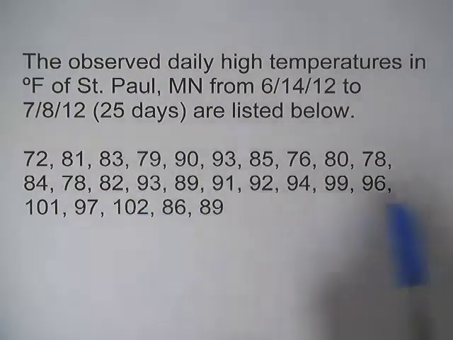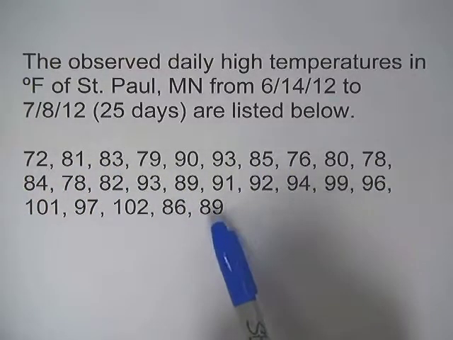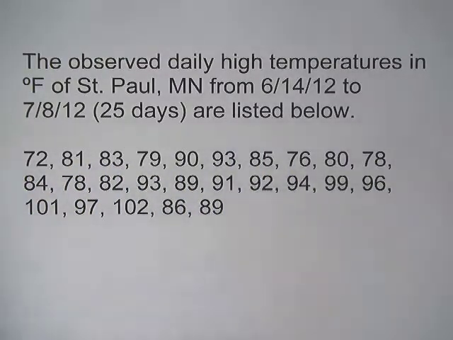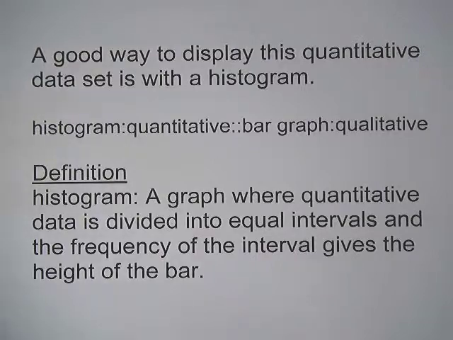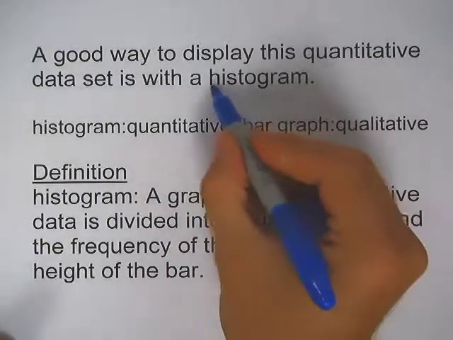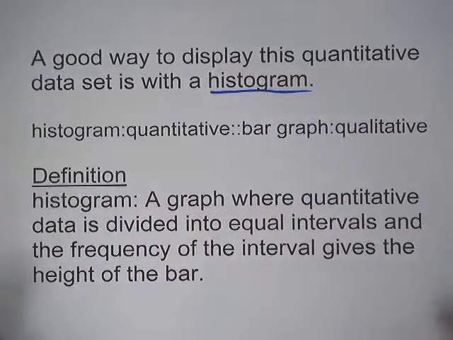What might be nice to better summarize this data is to make some sort of graph. A good way to display this quantitative data set is with a histogram. Let's first look at a distinction between a histogram and a bar graph. These are two types of graphs that are often confused, so I want to make sure that we have a good understanding of what type of graph is used when.